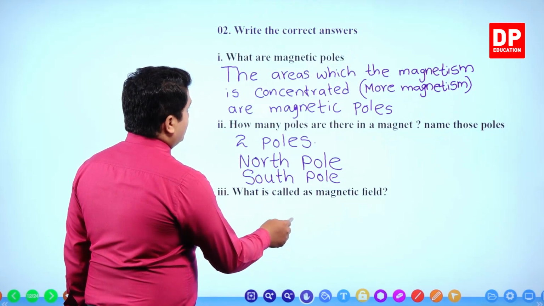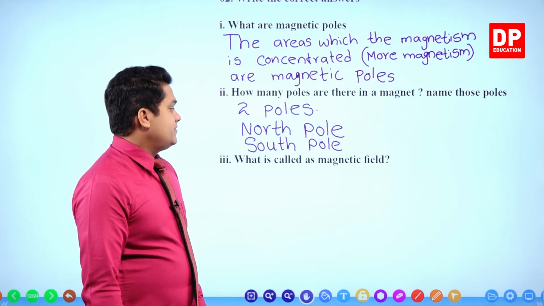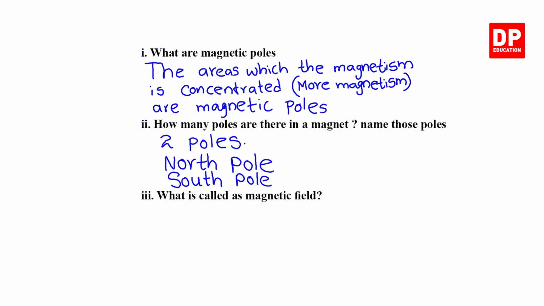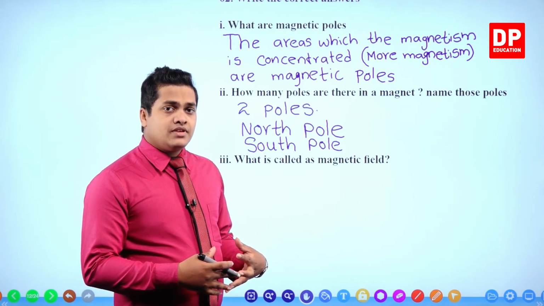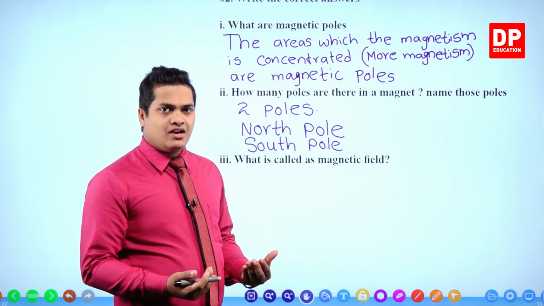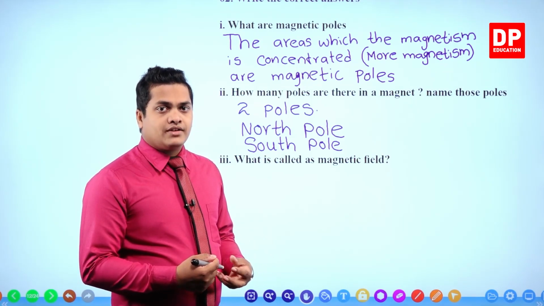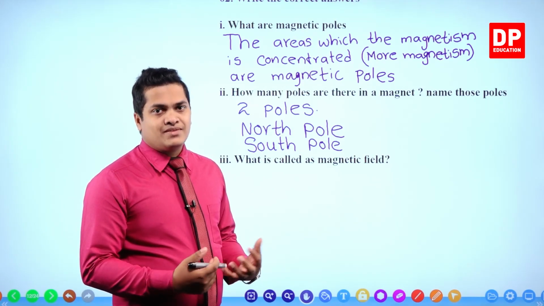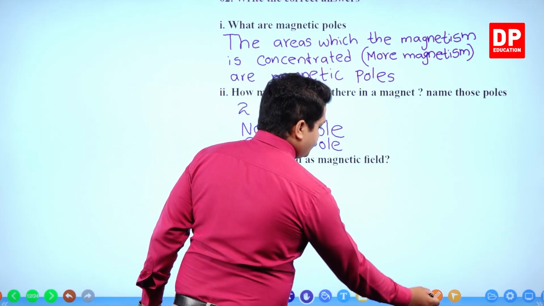Third question in the first slide. So here the question is given: what is called magnetic field? What is called magnetic field? So magnetic field is the area which the magnetism is going to spread. The area which the magnetism has been spread is called the magnetic field, right? So magnetic field is the area which has the magnetism, in simple terms. So we can write, what do you mean by magnetic field?